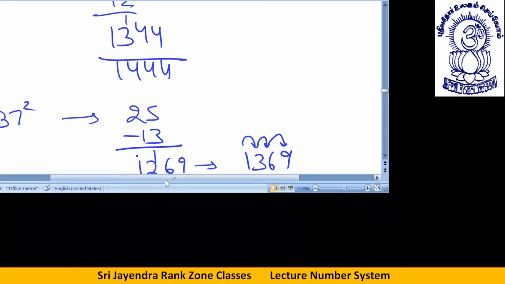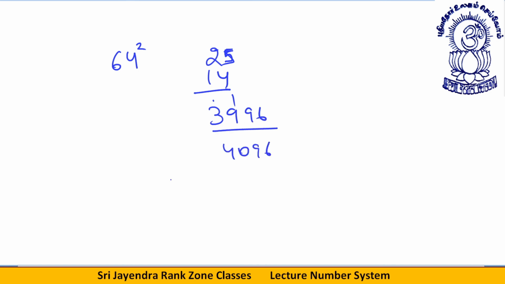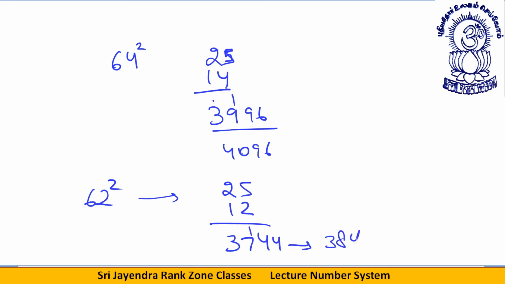I'm sure it must be clear to all of you. Similarly, you could have also done 62 square, 63 square, 64 square. Take 25. This is 12 more than 50. It becomes 37. 12 square is 144. You get 3844. I hope, students, you must have got all these concepts very crystal clear, and you can now calculate the square of any number.